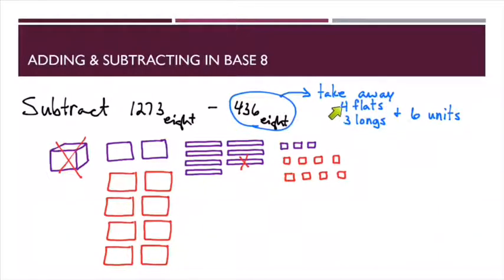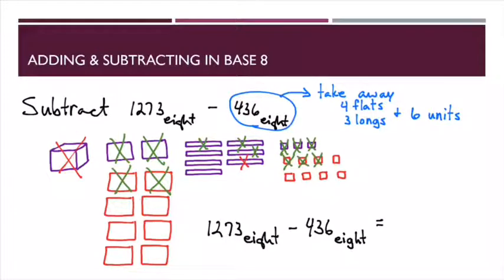So now I'm going to take away 4 of the flats. See how I used a different color to cross out the flats that I'm subtracting. And I'm going to take away 3 of the longs, so I'll just mark out those 3. And I'm going to take away 6 of the units. So 1, 2, 3, 4, 5, 6. And now let's see what's left. The answer to our subtraction problem is 6 flats, 3 longs, and 5 units, and we're in base 8.